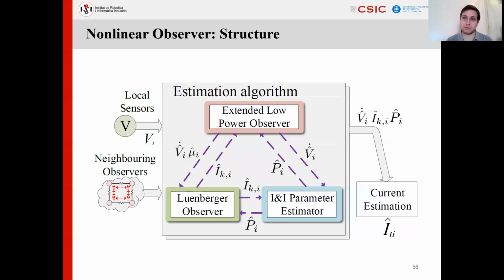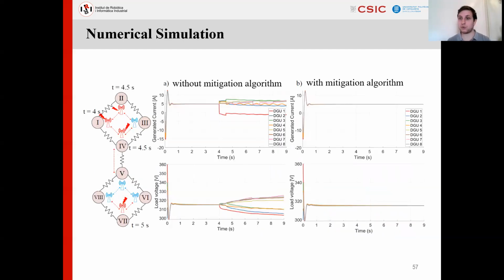This attack estimation and mitigation strategy has been validated through a set of numerical simulations. In this slide, the result of one simulation is summarized. What we considered here is a small microgrid of 8 agents that are interconnected following this topology. And we deployed a control algorithm that guarantees consensus between the agents. We see that after some transient in the first figure, the generated current and the voltage converge to the same value. Therefore, this control algorithm guarantees consensus.